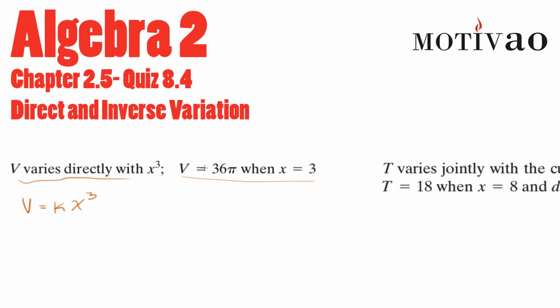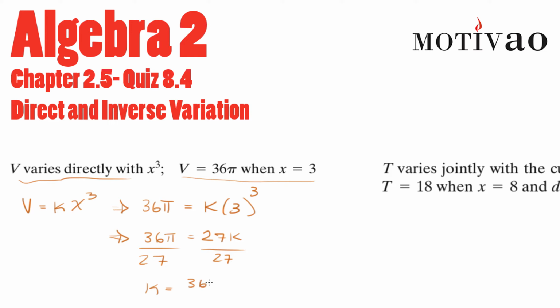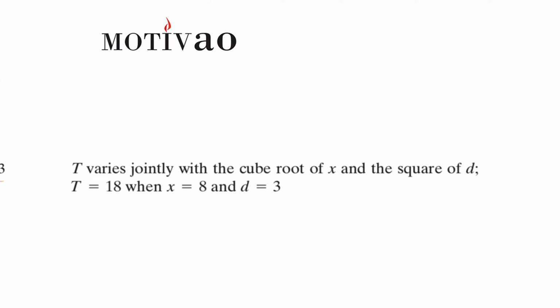So it says v equals 36 pi when x equals 3. All you have to do is plug in that information. Therefore, we have 36 pi equals k times 3 cubed. Now with that, you get 36 pi equals 3 cubed, which is 27k. Now in order to solve for k, all you have to do is divide by 27, and you have your k equals 36 pi over 27. Okay, and that'll be all for that example.